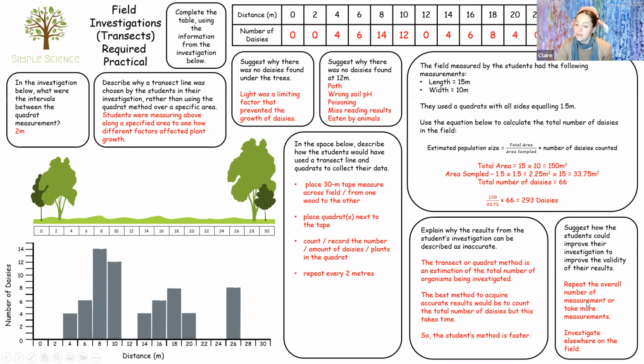How to improve, again, very similar. What normally happens with transects, you'll do one and then move it along a bit. You could actually do the whole field every 5 meters, for example, and then cover the whole field that way. Depends how big the field is, depends how long you want to be there, but doing more transects over the field will increase your accuracy and the number of daisies.